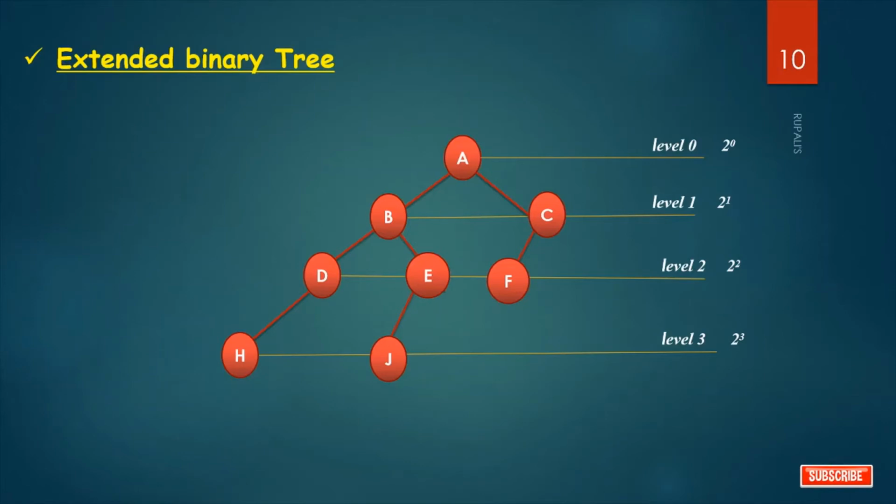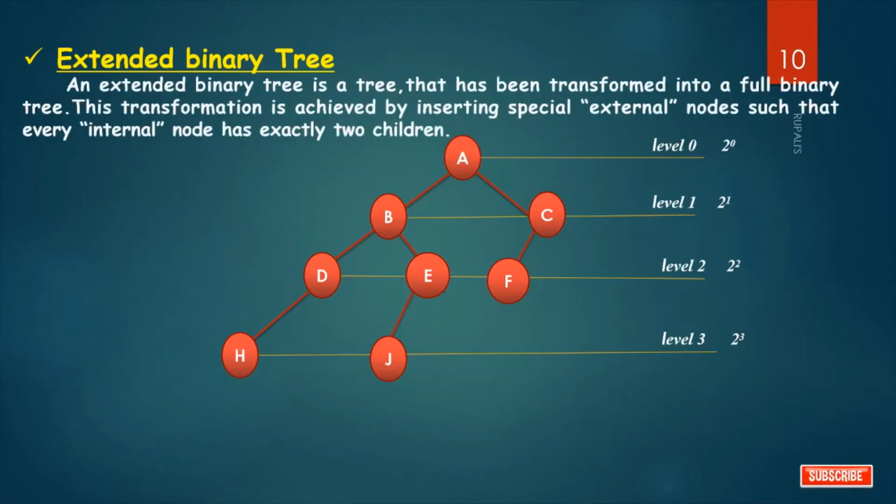Extended binary tree. An extended binary tree is a tree that has been transformed into a full binary tree. Means it is a tree, you have to transform it, you have to make it a full binary tree. You have to make this tree into a full binary tree. How can you make this? This transformation is achieved by inserting a special external node such that every internal node has exactly two children. So make it a full binary tree. So in this way you can make it a full binary tree.